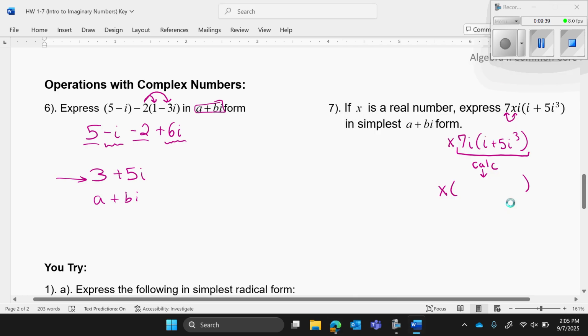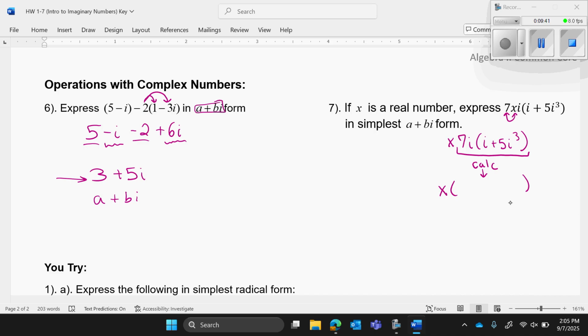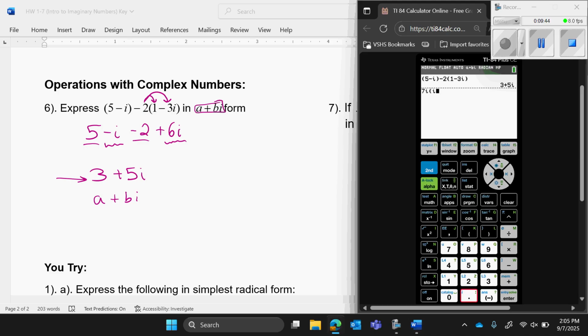So 7i, parentheses, i plus 5i cubed. My calculator tells me that's 28 plus 0i. Okay. Sometimes your calculator gives you a weird response. This is the case where it gives you a real weird answer. 0i is just 0 of them, so you don't actually need that. This is just 28.